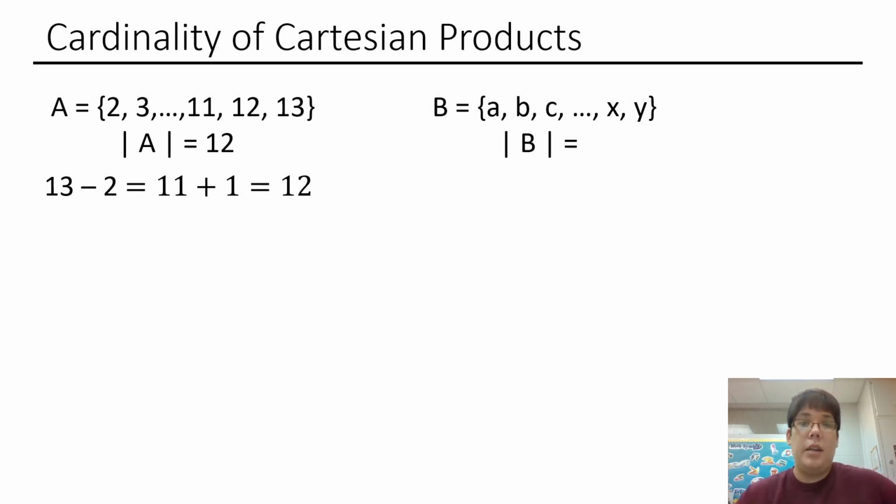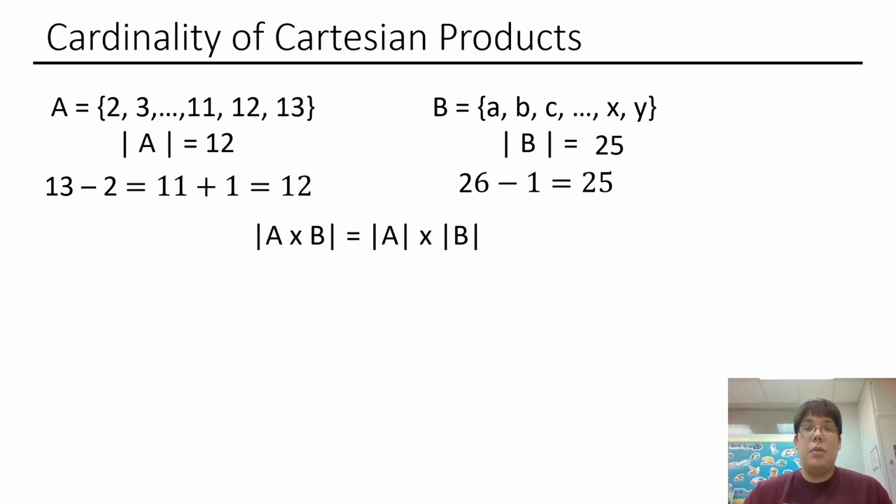All right, now I want to look at set B. Set B is the letters A through Y. All right, now you can't say Y minus A. That's not going to help you at all. But if you know anything about your alphabet, you know that there are 26 letters in the alphabet. This set contains all of the letters in the alphabet except for Z. So we can actually count those. So we can say 26 minus 1, which that 1 was Z. And I know that that set has 25 in it.